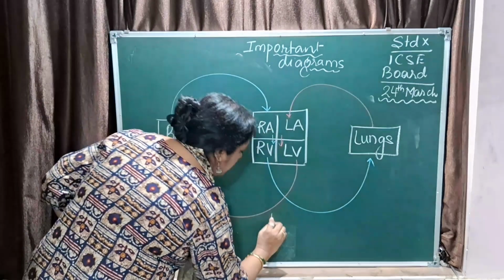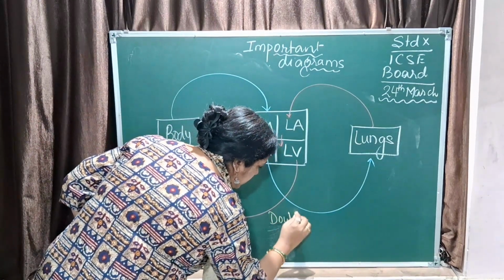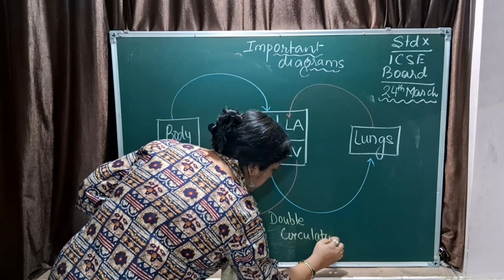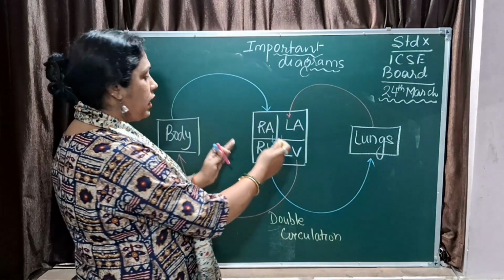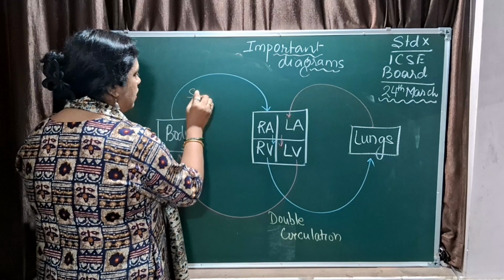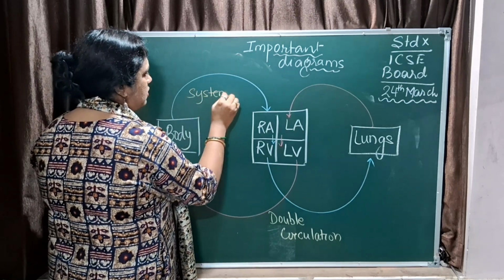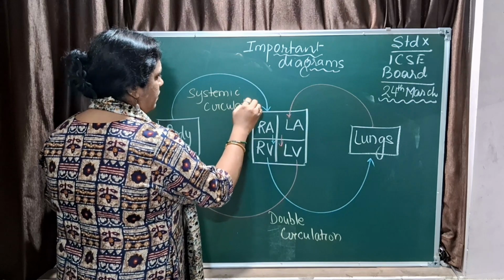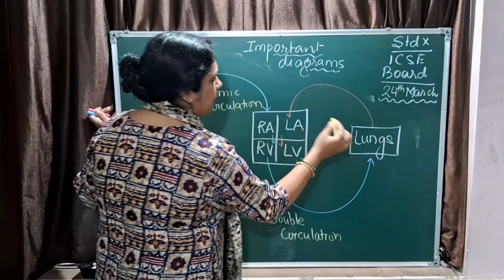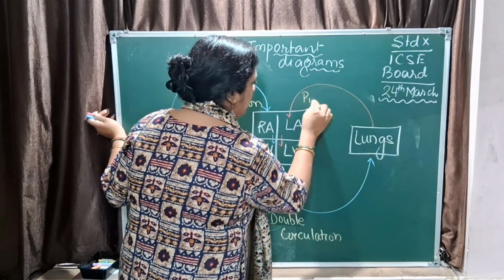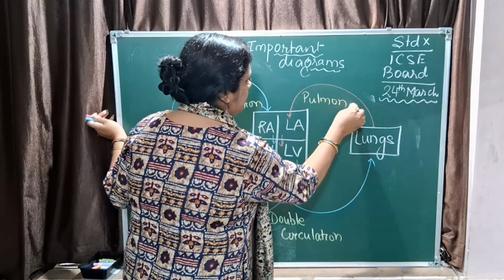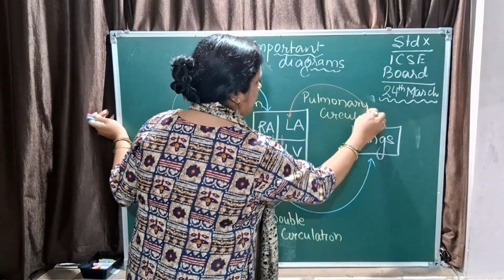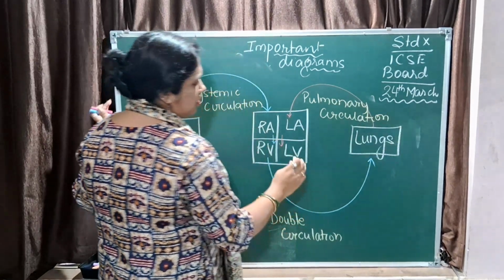This is your double circulation. The circulation between the heart and the body is called systemic circulation, and the heart and the lungs is called pulmonary circulation. Yes, this much is more than enough.